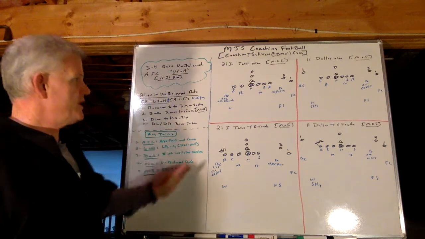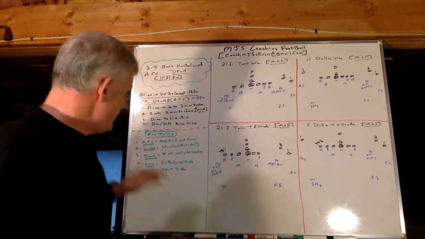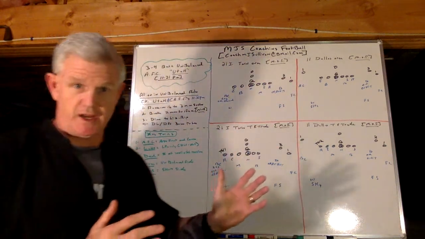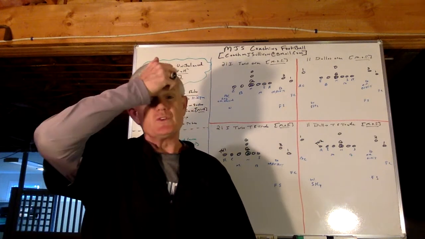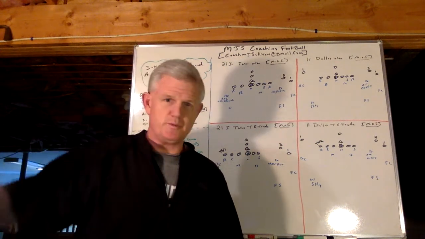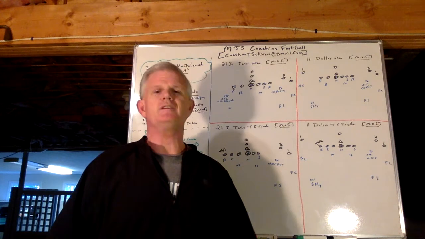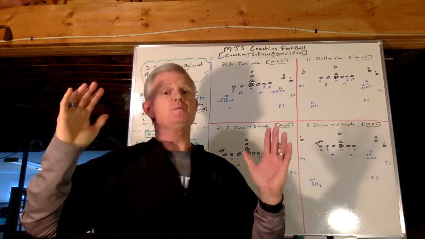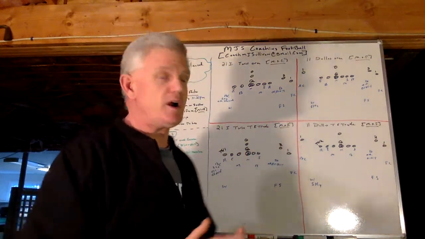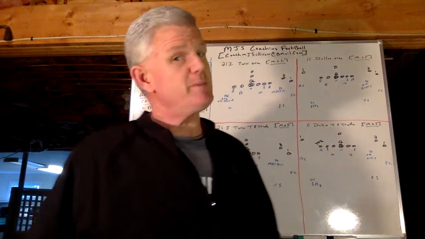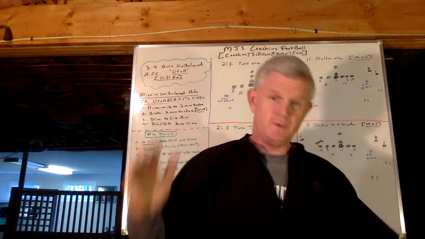Over is the unbalanced side. Nub is the short side. Those are terms. Don't ever assume your players know what they mean. These are the key terms that are part of defending an unbalanced formation. All right? Here we go.